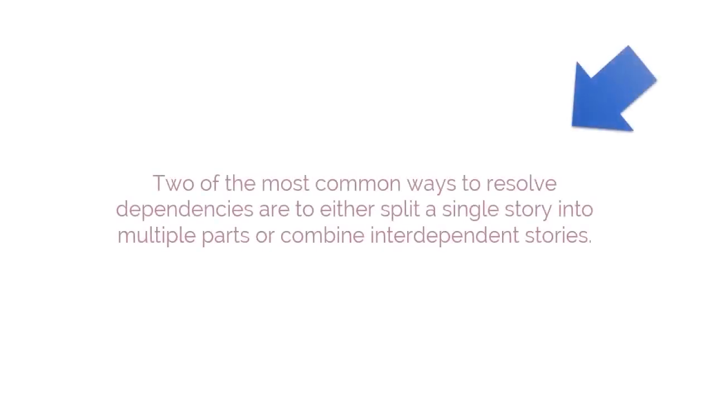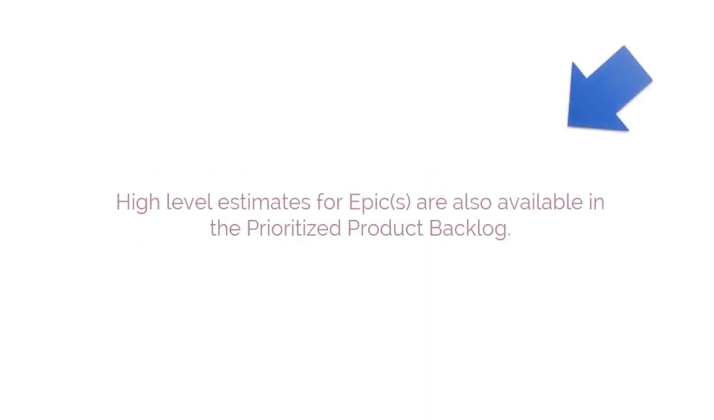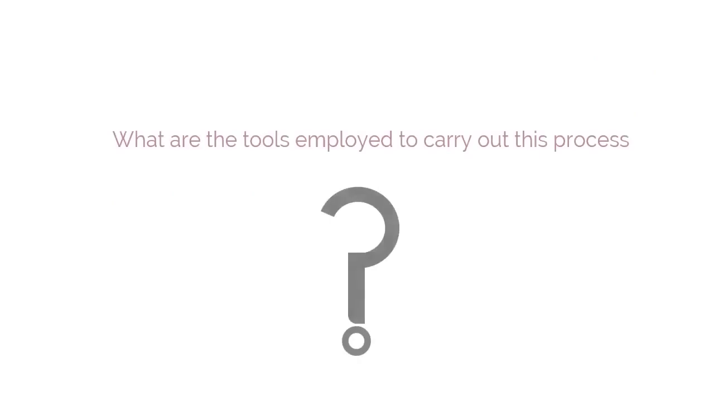Two of the most common ways to resolve dependencies are to either split a single story into multiple parts or combine interdependent stories. Another important factor is estimates. High-level estimates for epics are also available in the prioritized product backlog. Another input is business stakeholders. It is described in detail in section 8.2.3.2.